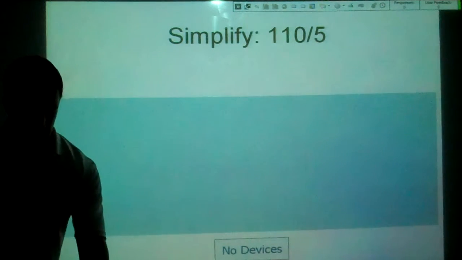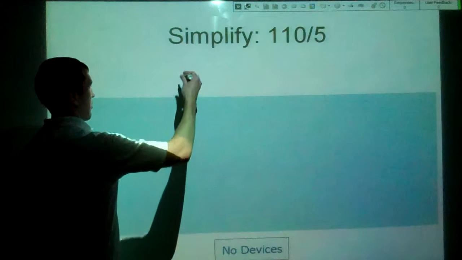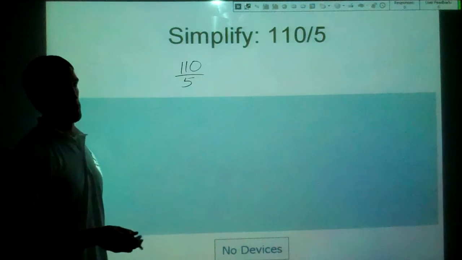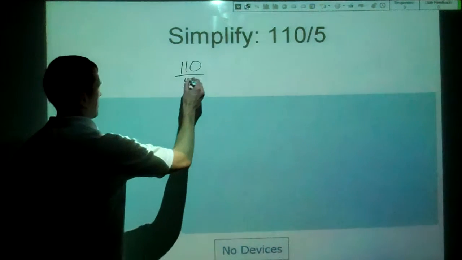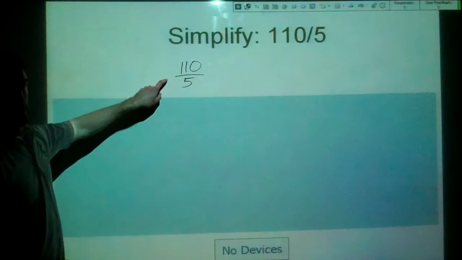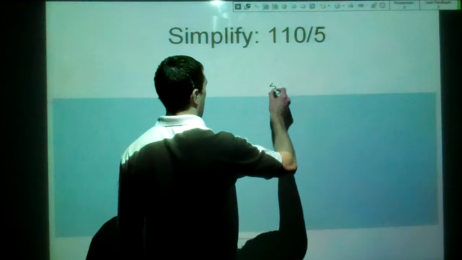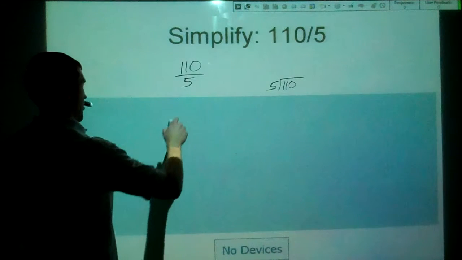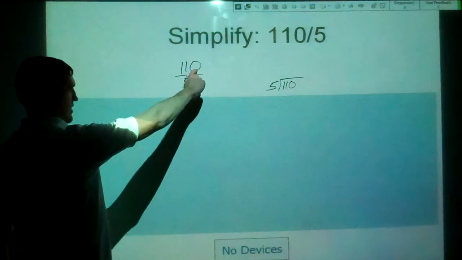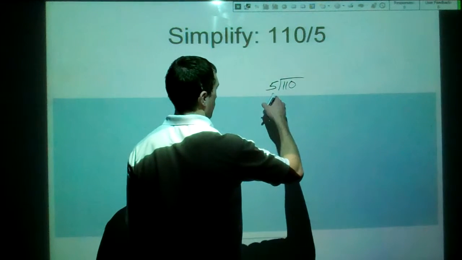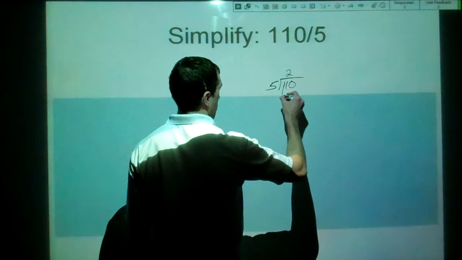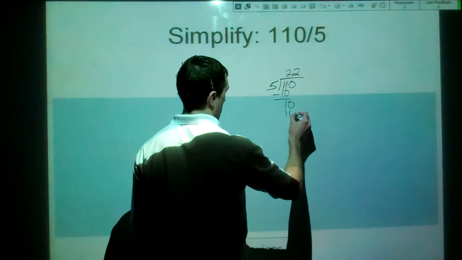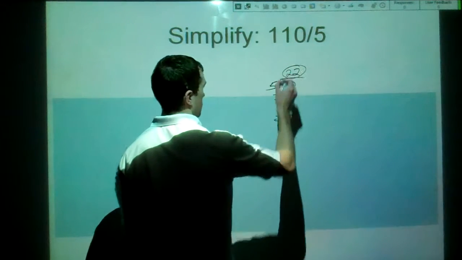Simplify 110 over 5. It'll look like this tomorrow. And they're going to have a couple more where you have to just reduce fractions. This is kind of the same. This is also saying 110 divided by 5. And I am going to divide instead of just reduce because I know that 5 goes into here because this ends in 0. So 5 goes into 11 twice. 10, subtract, 10. And 5 goes into 10 twice. Subtract, we get 0. So answer there should be 22.